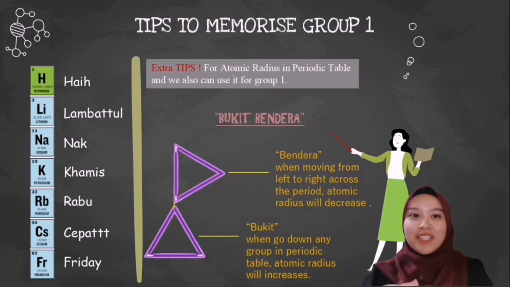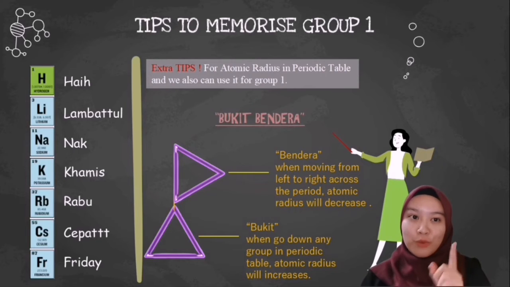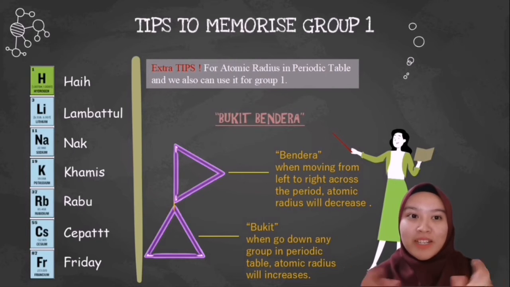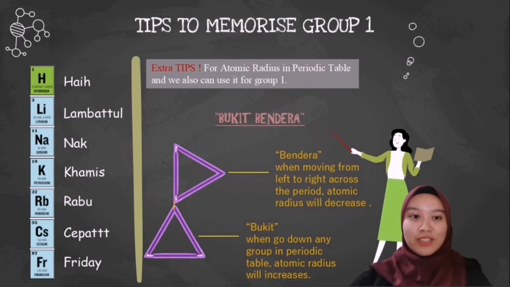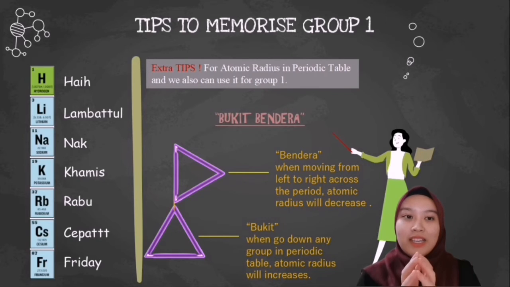Okay, the second tip is an extra tip for atomic radius in the periodic table, and we can also use it for group 1. We call it Bukit Bendera. We can see the shape of Bukit Bendera. The first one is Bukit. When we go down any group in the periodic table, atomic radius increases, and we can see the shape of Bukit: when we go down, the shape gets larger. And for the Bendera, when moving from left to right across a period, atomic radius decreases, and we can see the shape of the Bendera: from left to right, it gets smaller.